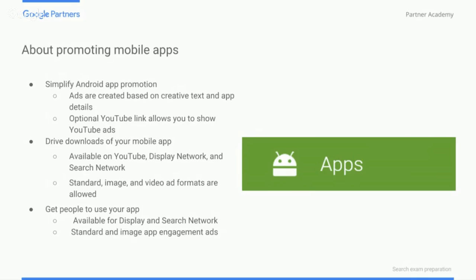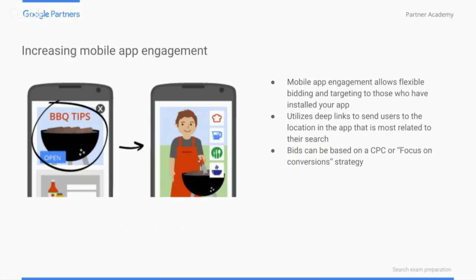And the last mobile app campaign type that you'll see available to you is going to be mobile app engagement. This is more for users who have already downloaded your app. They're already users. And this type of campaign lets you deep link to specific screens within your mobile app. Really good for trying to get people to come back to your app if they've been away for a while. And you can show this ad type on display and search as well.